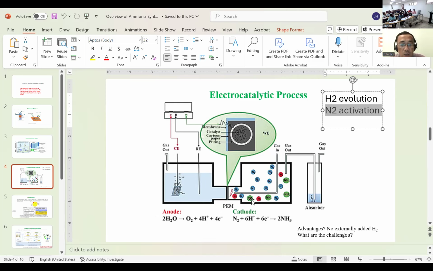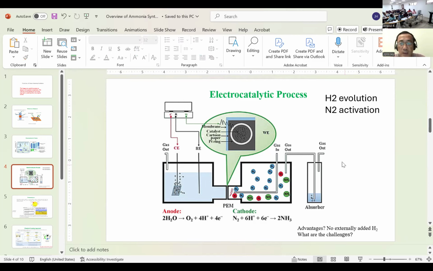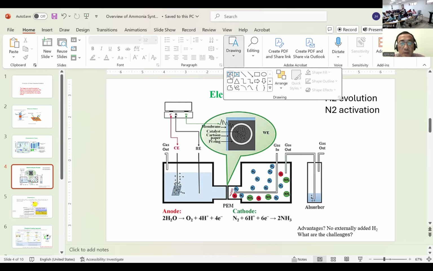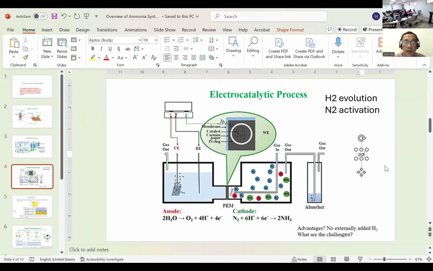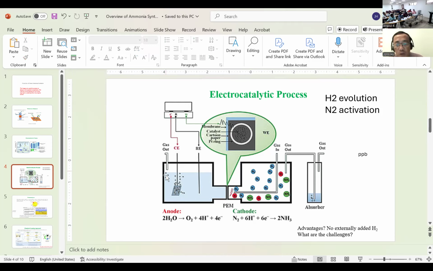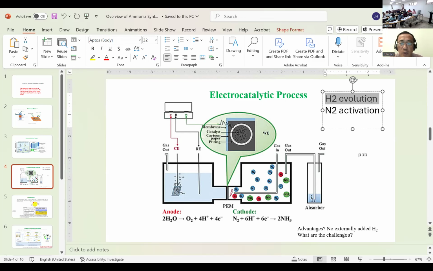So the yield of the ammonia is ppb. You don't even see it. It's parts per billion. So that means you barely see ammonia. Most of the hydrogen is coming out from this side. If you want to analyze the ammonia, it's at the ppb level. What's the meaning of ppb level? It takes you 3 days to get 1 data point. 3 days, 1 data point. It's not economical. And not only that, in order to run this reaction, you have to overcome hydrogen evolution.